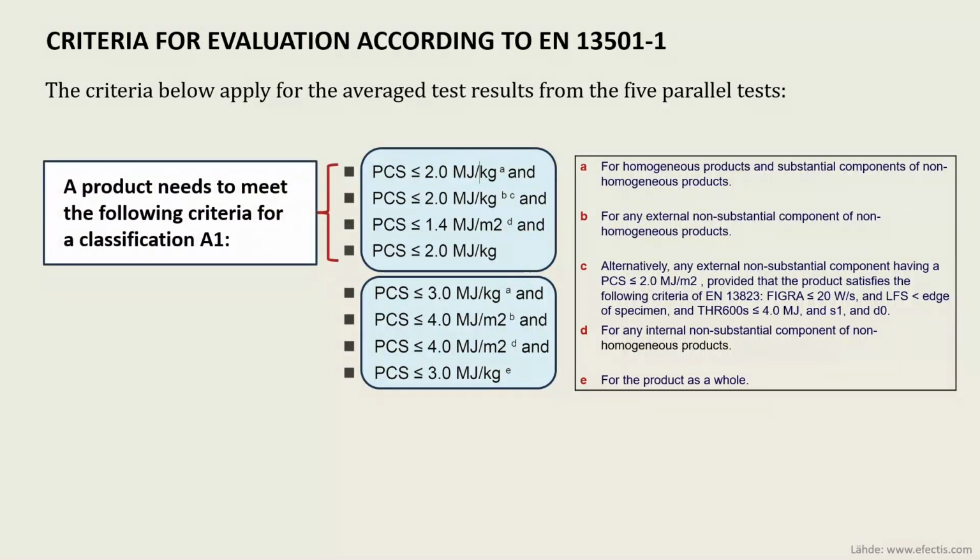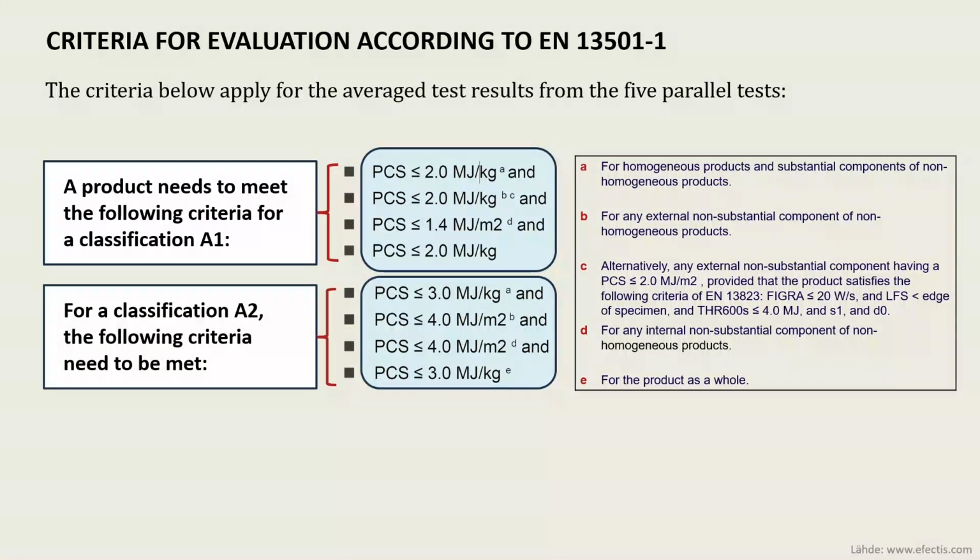To achieve an A1 classification, a product must meet the following criteria. For classification A2, the limits of gross heat of combustion are higher. A, B, C, D, and E further details the rules of the criteria.